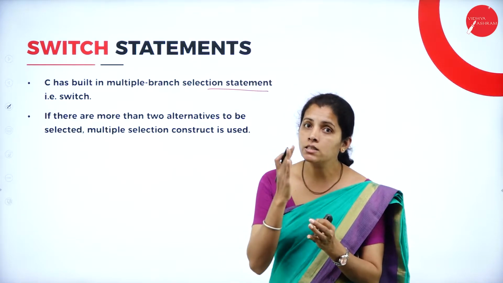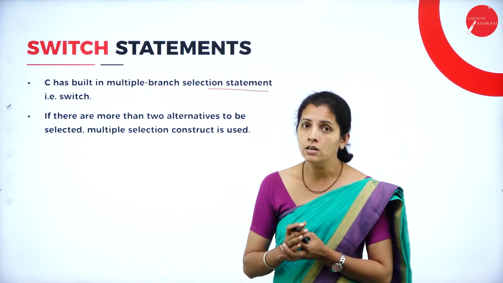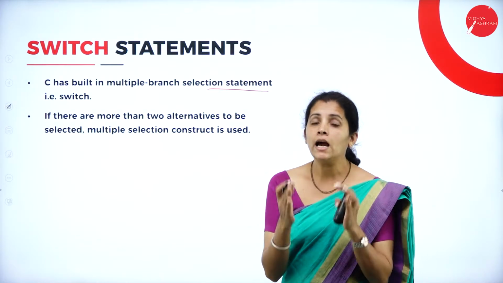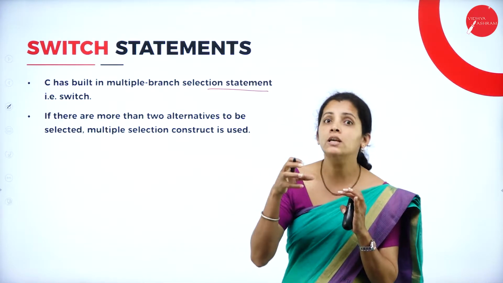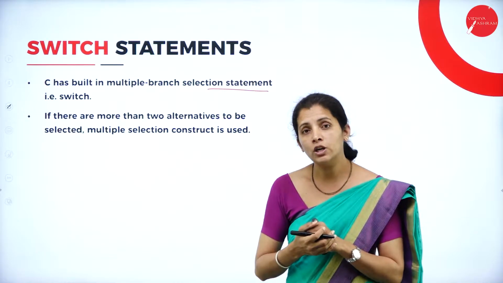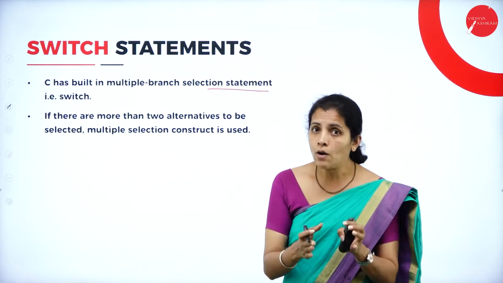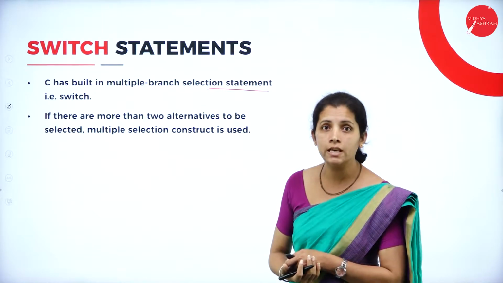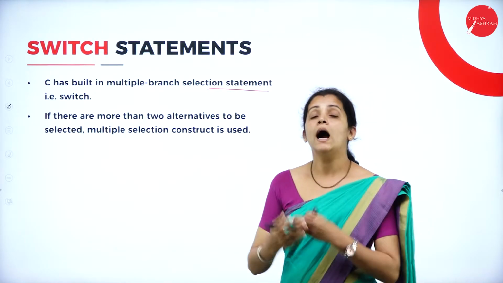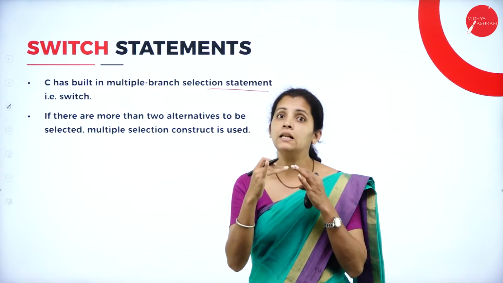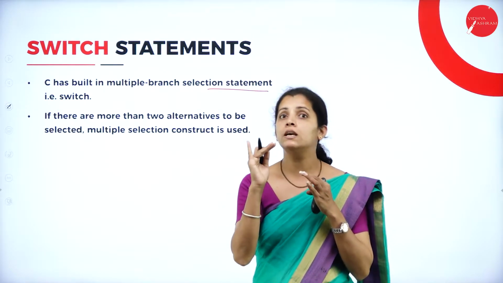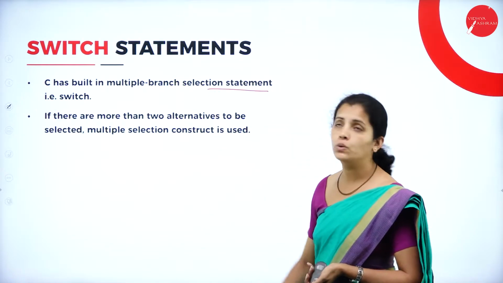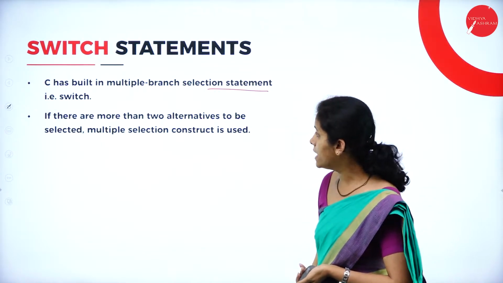Now, what is the job of the waiter? He's going to provide the menu. In that, I want to select a particular item or particular food. Now, the same concept is implemented in a C program. I'm going to get multiple constructs and I want to select a particular construct. For that, I'm going to have the switch statement.